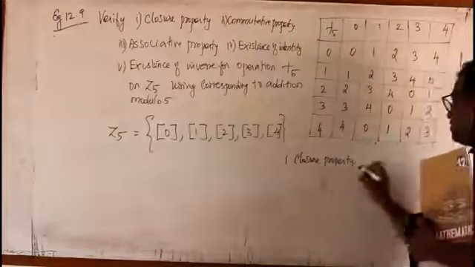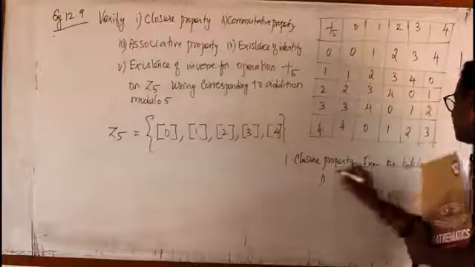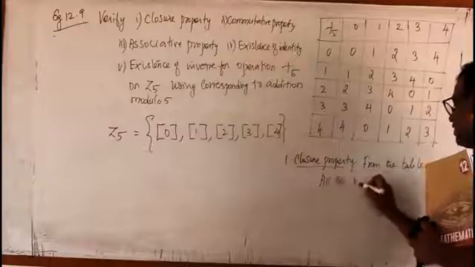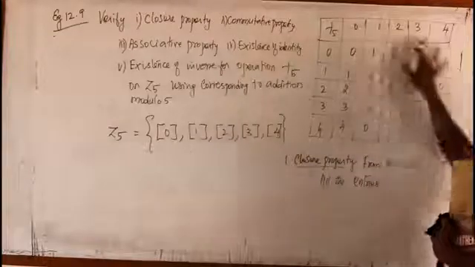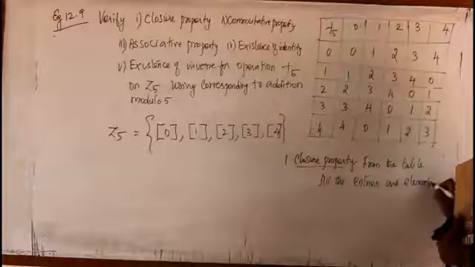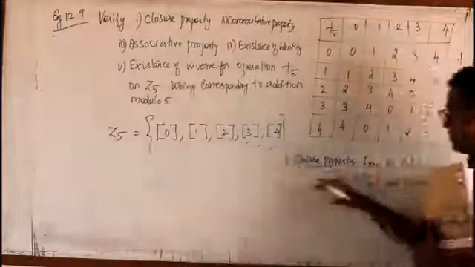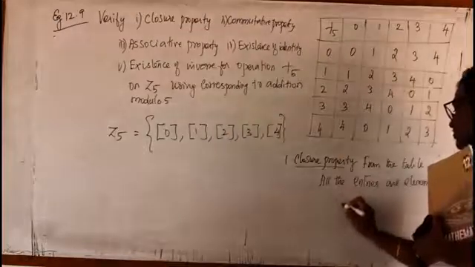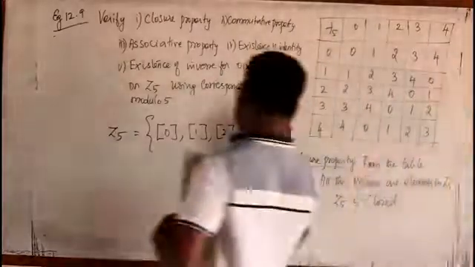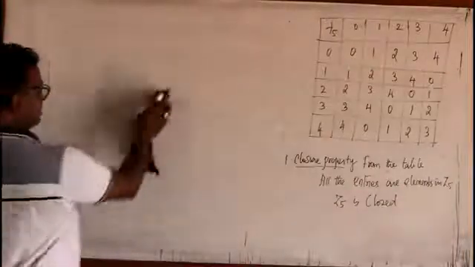That means from the table, what we have understood is that all the entries are elements in Z5, isn't it? All these entries are nothing but elements of Z5. Therefore, Z5 is closed. So the closure property is obeyed. Now, let me rub this. We shall go for the commutative property.